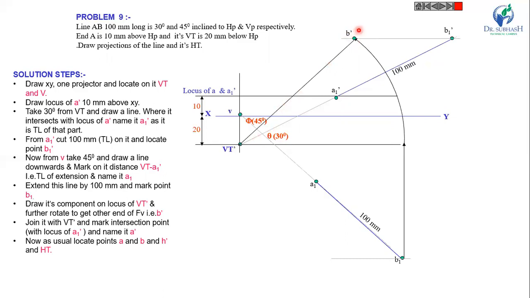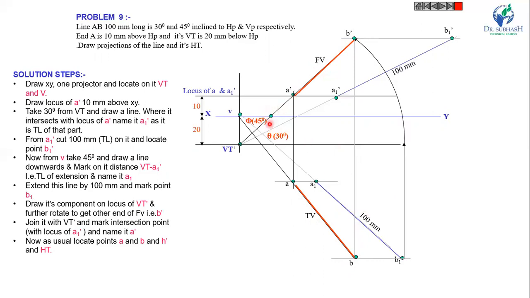Now join this B dash with VT. So it will intersect here at this point A dash. So this A dash B dash is the front view, and similarly you can find the point B. Now join this B with V and the projector of A dash. So you will find the point A. This AB is the top view and A dash B dash is the front view.